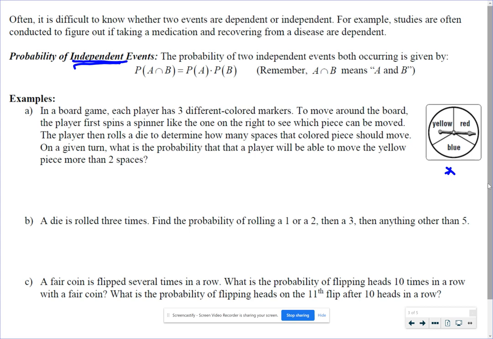The player first spins a spinner to see which piece can be moved. The player then rolls a die to determine how many spaces that colored piece should move. Remember, if it doesn't say how many sides the die has, then we assume it's 6.